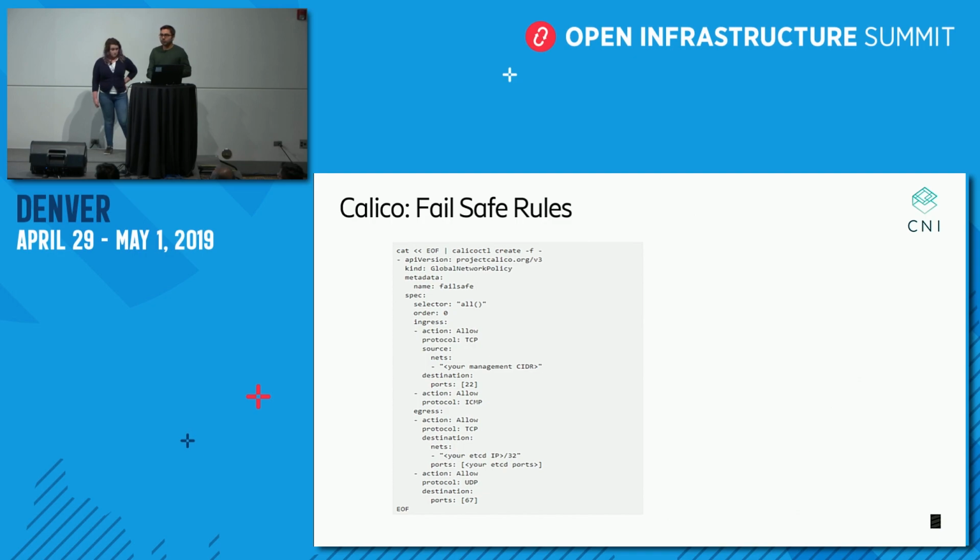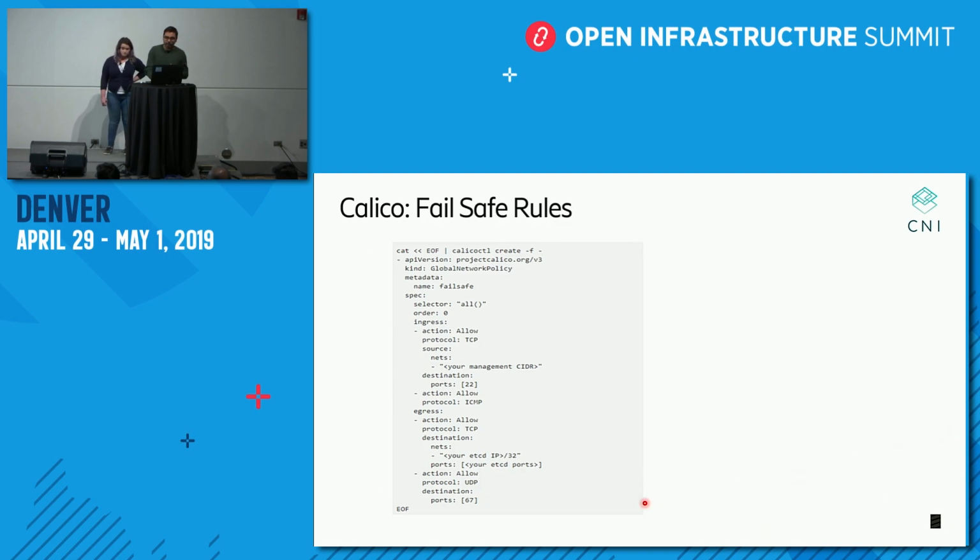Calico has some features for fail-safe rules as well. When a host endpoint is added, if there are no security policies for that endpoint, then Calico by default is going to deny all the traffic to or from that endpoint. That could result in removing all connectivity from your host, and that is not a desirable situation. You would always want some kind of connectivity towards your host in case you want to do some kind of debugging. And therefore, you have Calico fail-safe rules.